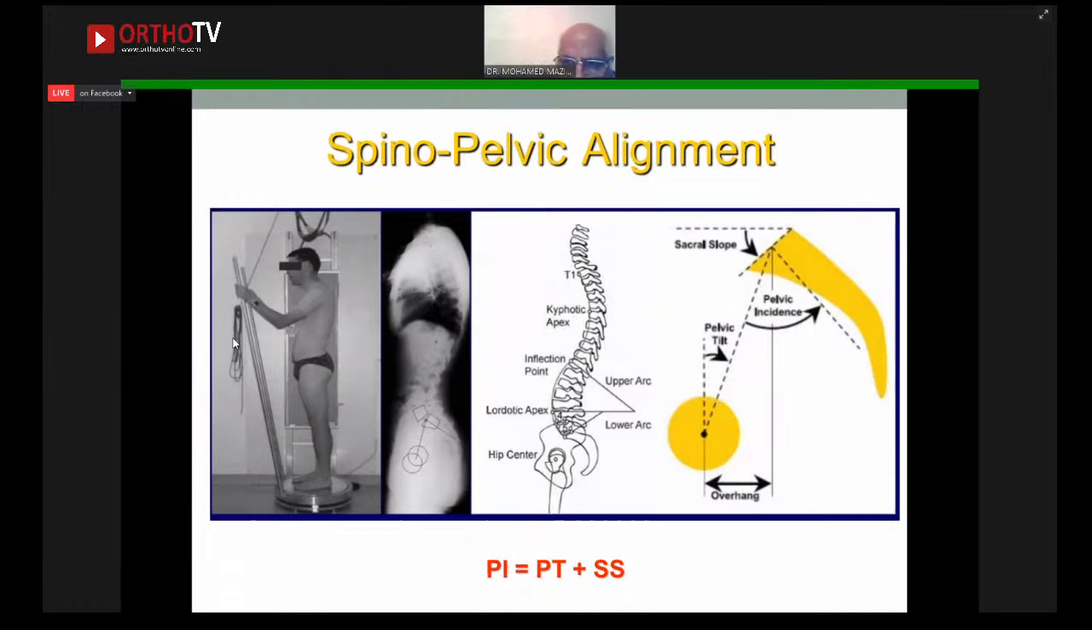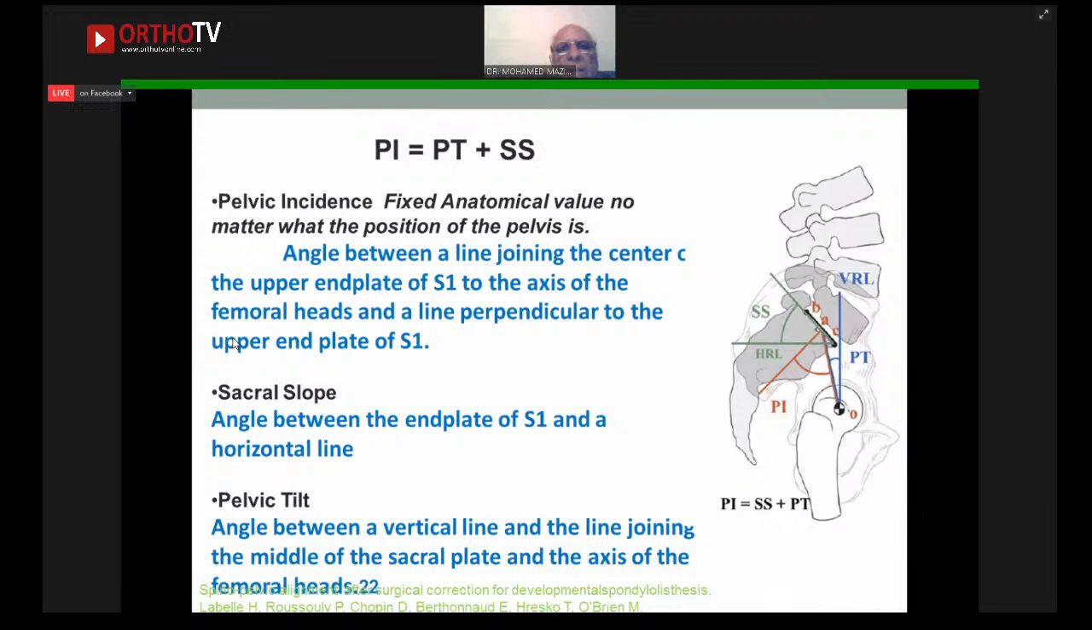And the pelvic incidence is a fixed anatomical value, no matter what the position of the pelvis is: the angle between a line joining the center of the upper end plate of S1 to the axis of the femoral head, and a line perpendicular to the upper end plate of S1, as I explained. Sacral slope is the angle between the end plate of S1 and the horizontal plane. Pelvic tilt is the angle between the vertical line and the line joining the middle of the sacral plate and the axis of the femoral head. This is a fixed formula.